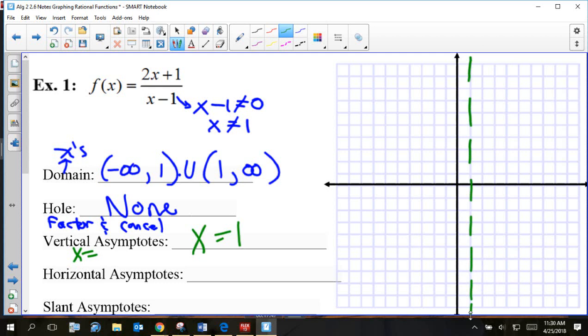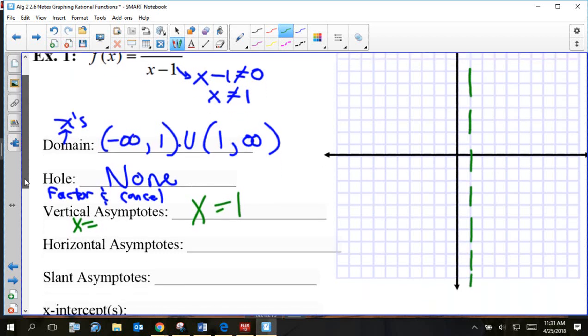Graphs are divided into different pieces with vertical asymptotes. So I'm going to have 2 separate branches for this graph. Because we only have 1 asymptote, I have 2 separate branches divided by this. And what do I know about those asymptotes in that graph? What is not going to cross it? So there's like a wall that the 2 separate pieces can't get across.